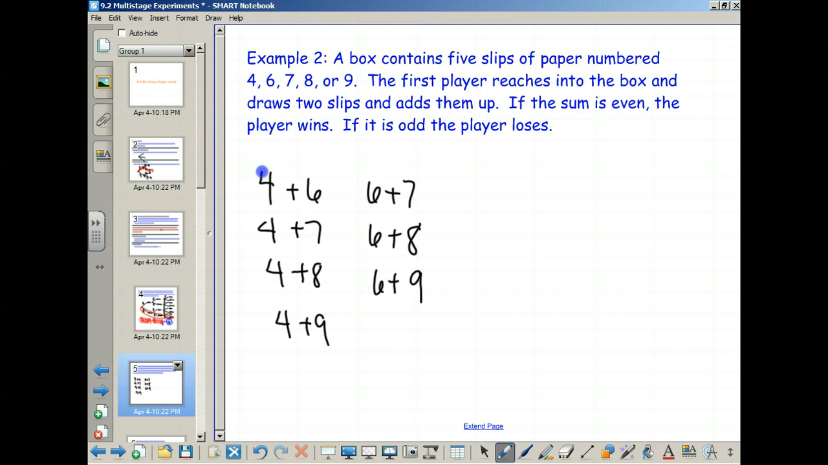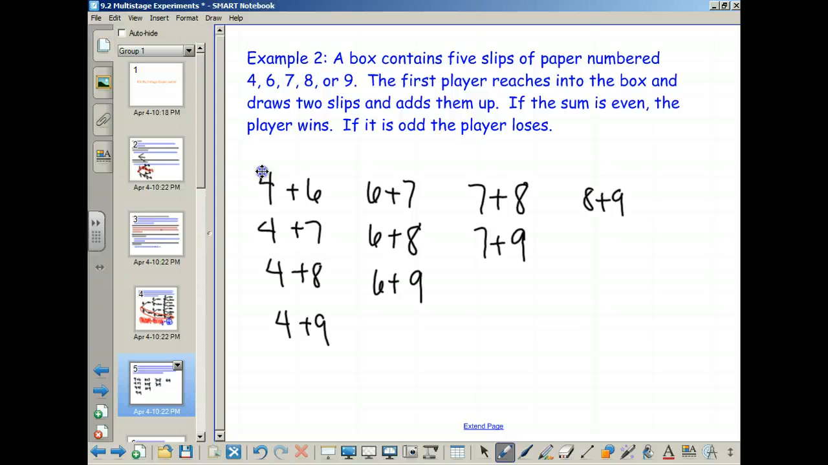So now I say, okay, I'm going to draw 4 or 6, and maybe now I draw a 7. And I can draw a 7 and an 8, or a 7 and a 9. And that's all my options for 7s. And now my last option I don't have listed yet is 8, 9, right? Okay. But the kicker is not what I draw. The kicker is what the sum is after I draw them.